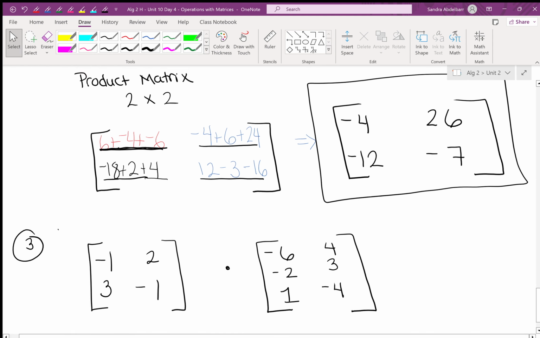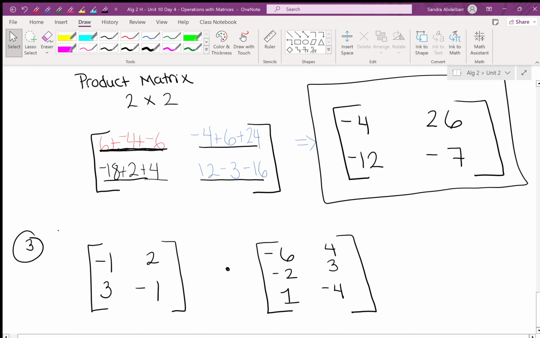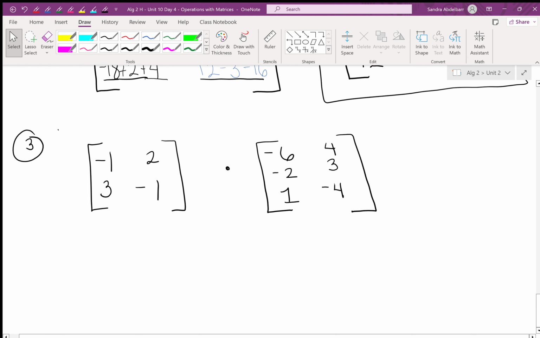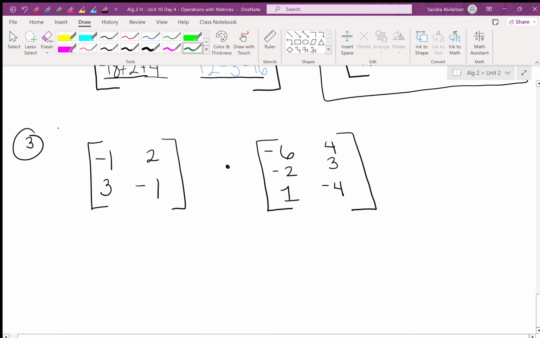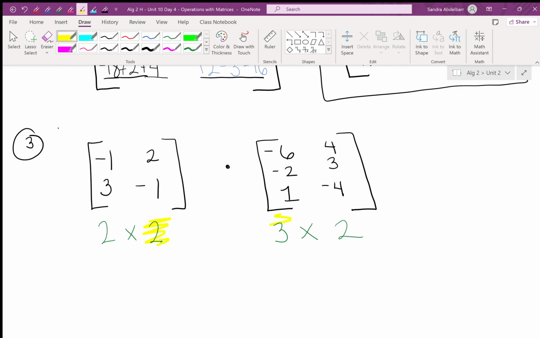Was anybody still copying this top one? Okay, let's look at number 3. First thing before we multiply, what must we check? What must we check before we start multiplying? Same column and rows. So do we agree this is a 2 by 2? What is this one? This one is a 3 by 2. Are these the same? No, so we write can't be multiplied.